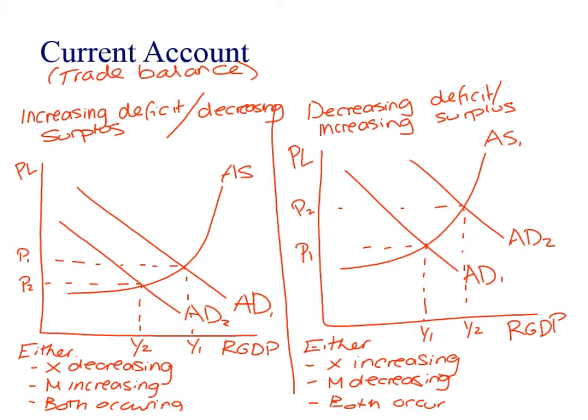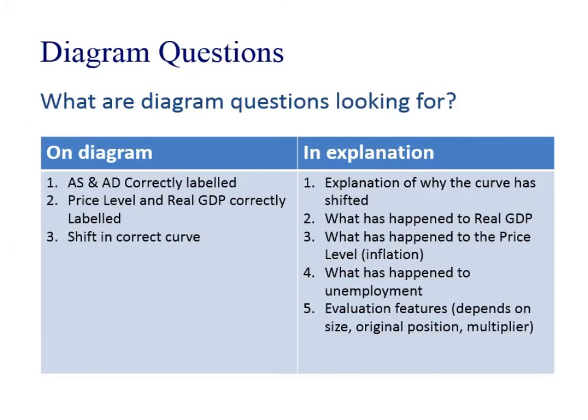Okay, so what's really important to know is what diagram questions are looking for, and so on the diagram they're looking for aggregate demand and aggregate supply correctly labelled. Lots of students get these mixed up and they put demand and supply. If you're in a macro exam, so national and international economy, it's only one micro diagram that you might want to draw, and that would be exchange rates. But if you're doing aggregate demand and aggregate supply, you should have AD and AS labelled. You should have price level and real GDP, not price and quantity.